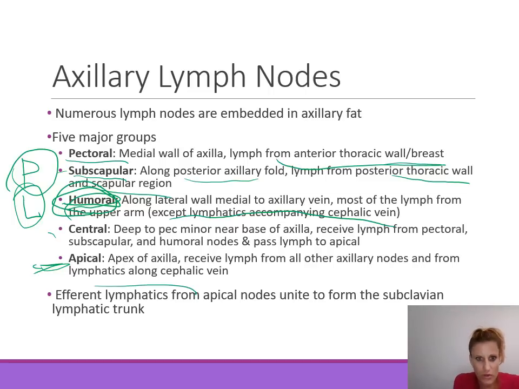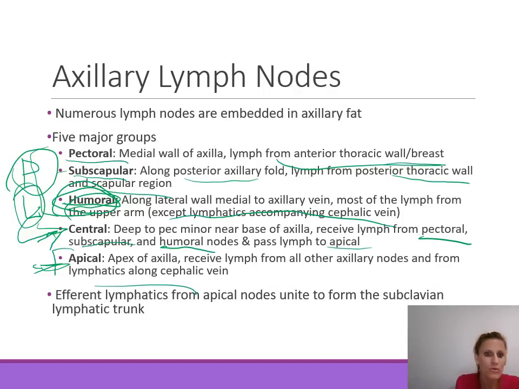The central nodes are located deep to the pectoralis minor, near the base of the axilla, right where the axillary fossa is. These accept lymph from the pectoral nodes, the subscapular nodes, and the humeral nodes. So all of these first three pass their lymph into the central nodes. Then they pass it to the apical.